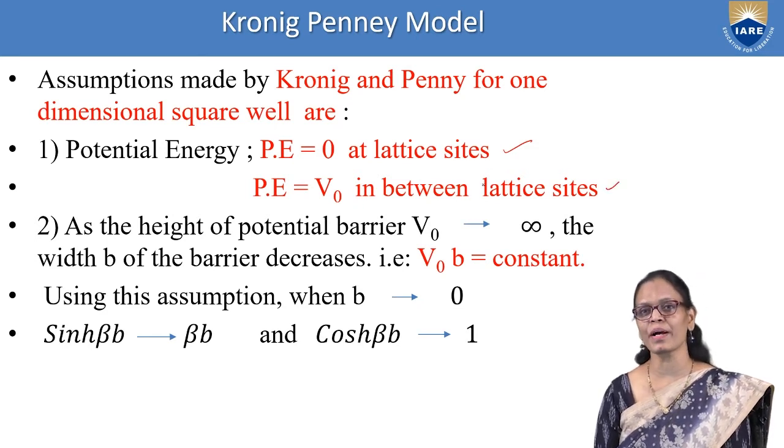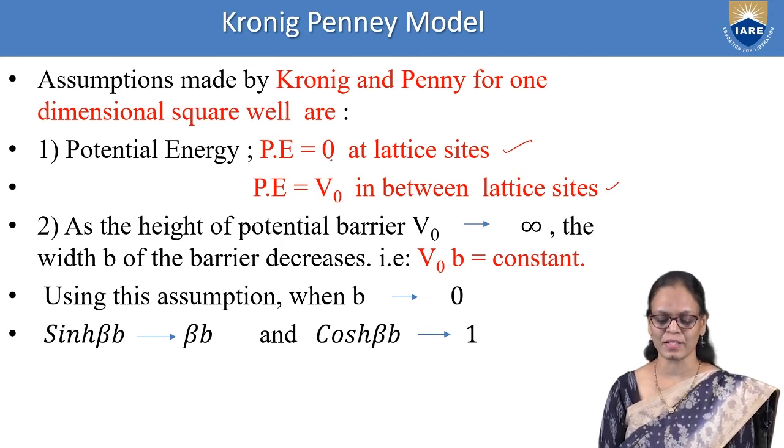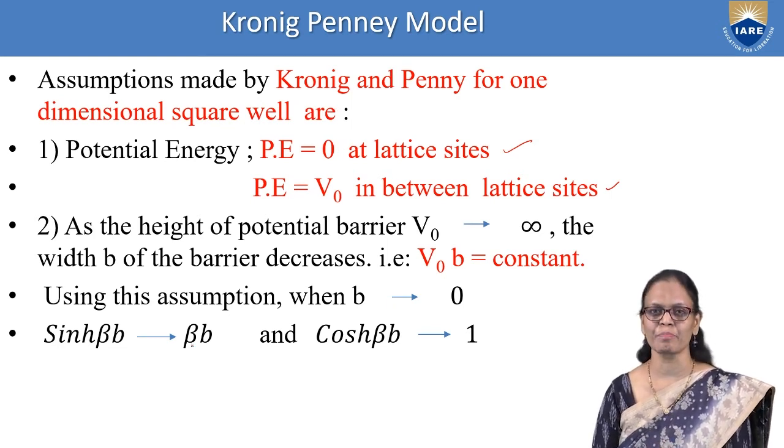Between any two ions, it is maximum, we are considering it to be V naught, and at the lattice sites, that is at the positive ion sites, we have taken it as 0. This is the first assumption by Kronig and Penny.